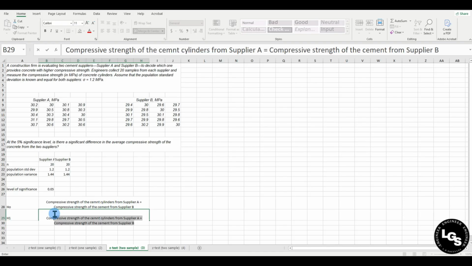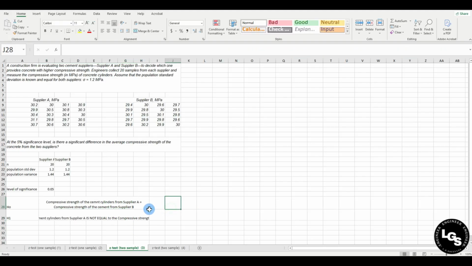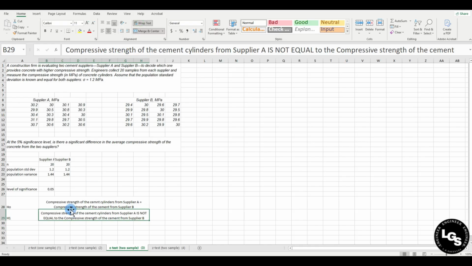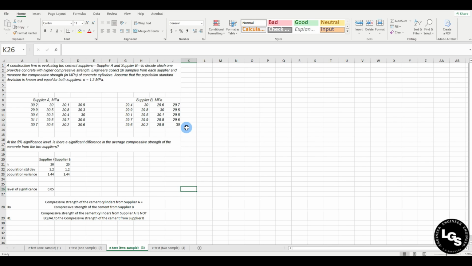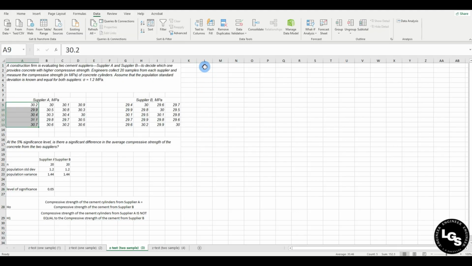So the compressive strength of the cement cylinders from supplier A is not equal to the compressive strength of the cement from supplier B. So these are the hypotheses. In order to decide if we reject or do not reject the null hypothesis, let's do the z-test. First are the different data. So I will put a label before the data to make sure that we are going to use the correct data.